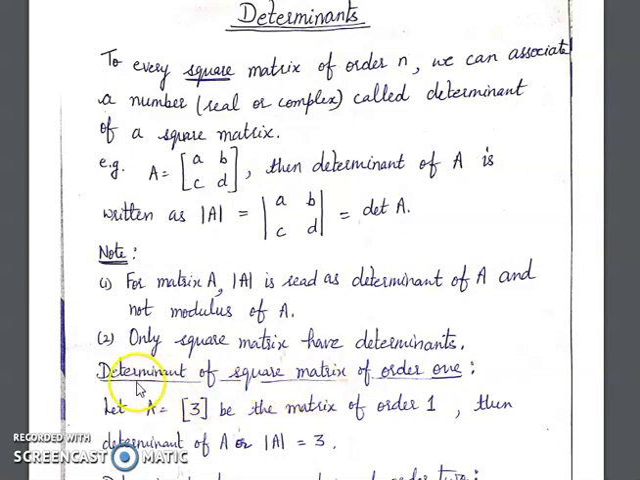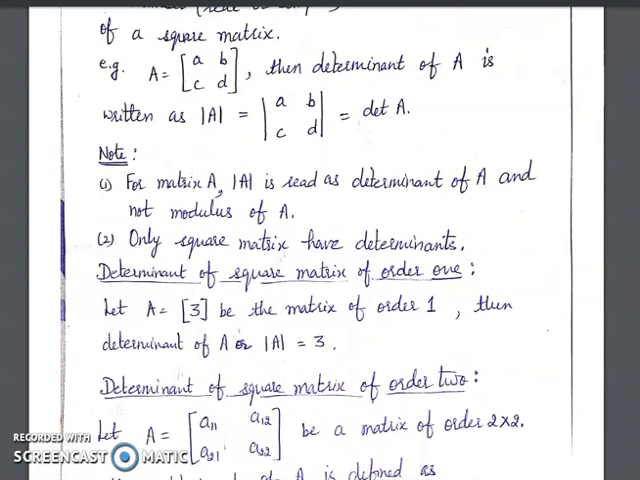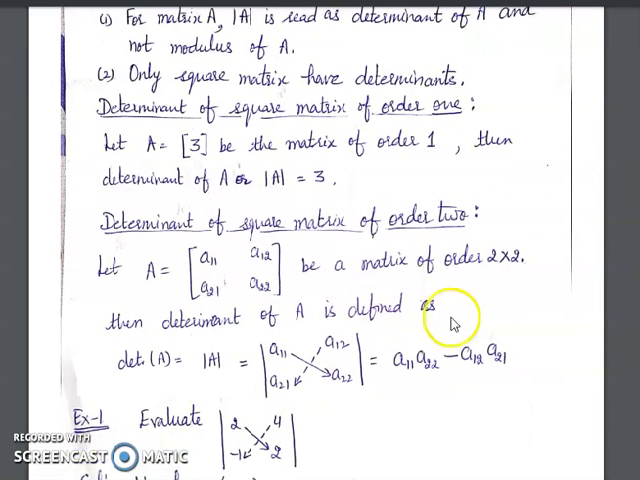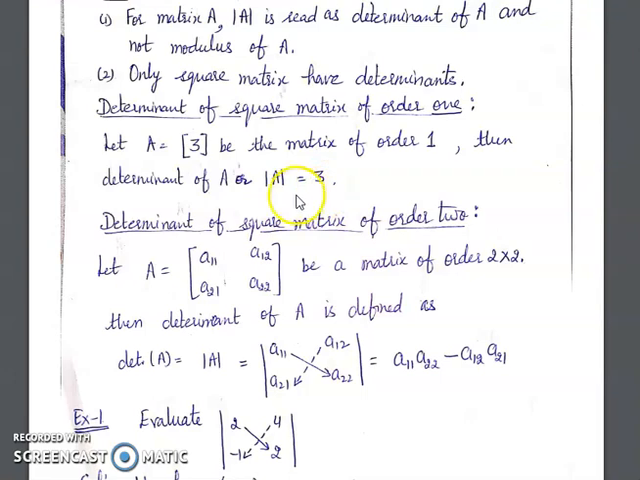Now suppose we have the determinant of a square matrix of order 1. Let A equal the matrix [3], a matrix of order 1. Then the determinant of A, or in symbol |A|, is equal to 3. 3 is a real number. So the value of the determinant of A is only 3, associated to the matrix A of order 1.